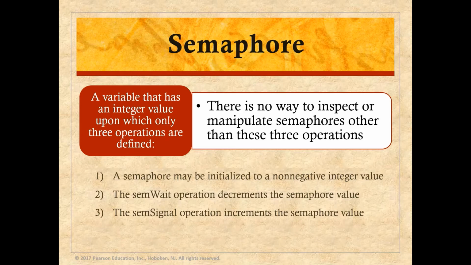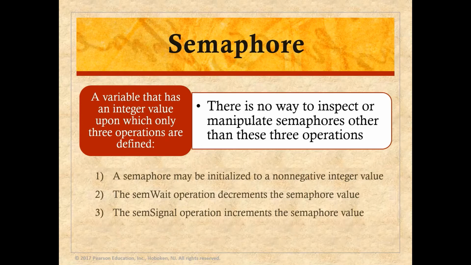So what is semaphore? Semaphore is a variable that has an integer value. It gives a signal, so a process can stop at a specified place when it receives a signal. Semaphore can be initialized to a non-negative integer value from the beginning.